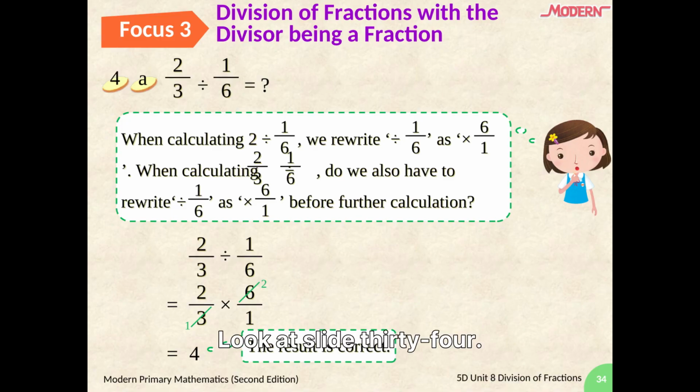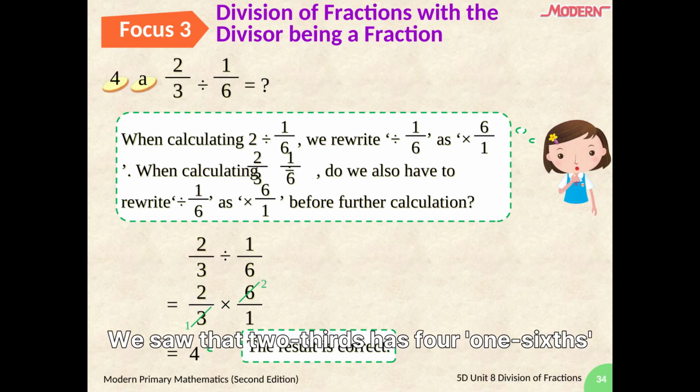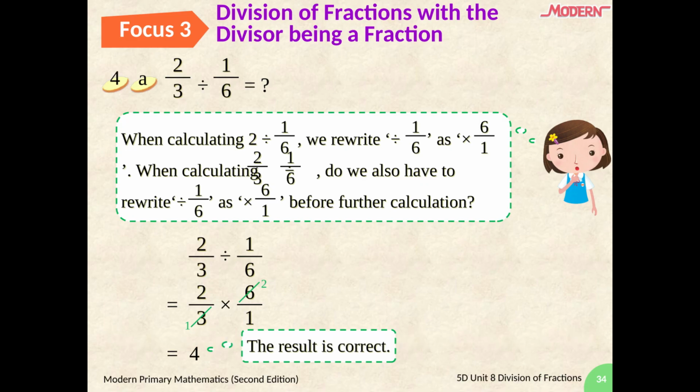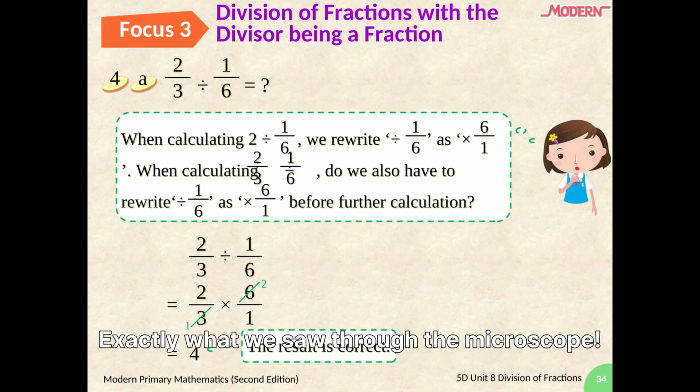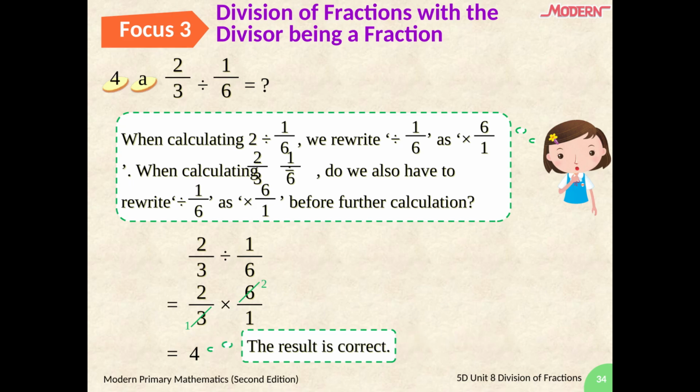Hangar check. Look at slide 34. We saw that 2/3 has 4 1/6 inside. Now let's see the math engine. 2/3 divided by 1/6. Step 1, swap ÷ for x. Step 2, flip 1/6 into 6/1. 2/3 times 6/1. We snip the 3 and 6. Result, 4. Exactly what we saw through the microscope. The rule and the reality are in perfect alignment. The engine is humming, team.